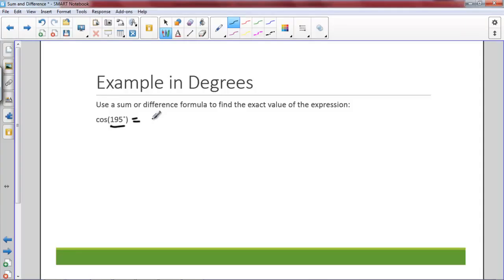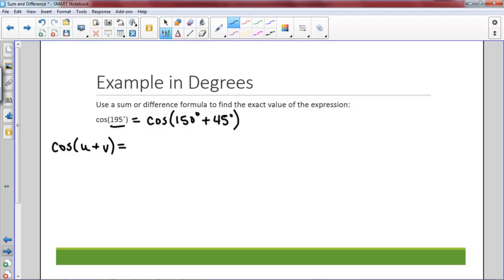So the cosine of 195 degrees is equal to the cosine of 150 degrees plus 45 degrees. You can pick any two values here as long as you can find them on the unit circle and as long as they add or subtract to equal your original angle. Here I chose to use 150 and 45 degrees, but there are different options. So since I have cosine and I have an addition sign here, I know that I'm going to be working with u plus v.